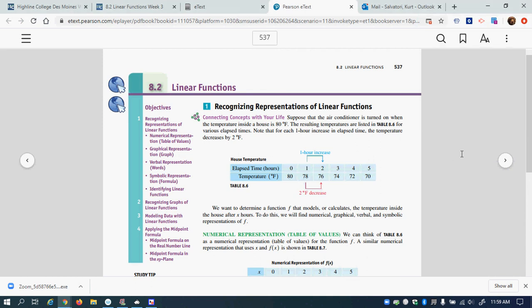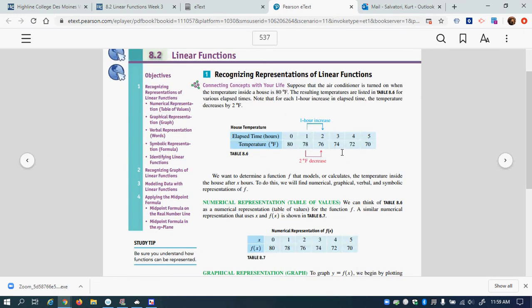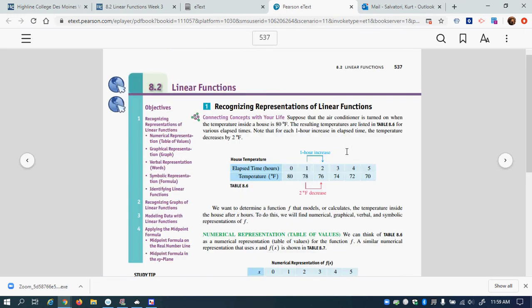Alright, so this is section 8.2 called linear functions, and I've actually gone into your software online and pulled up the book, because you have an e-text when it comes with your software. So here we're recognizing representations of linear functions.